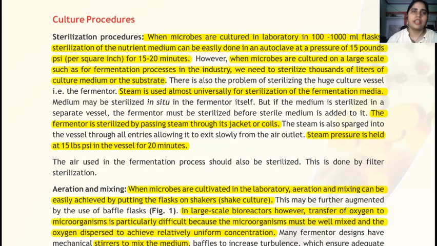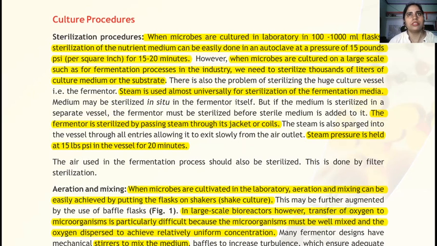Hello students, I hope all of you are fine. Today we are going to discuss biotechnology and its chapter, the culturing of microorganisms. In the last lecture we discussed the culturing process of microorganisms, how to culture microorganisms in laboratory conditions and what the requirements are.